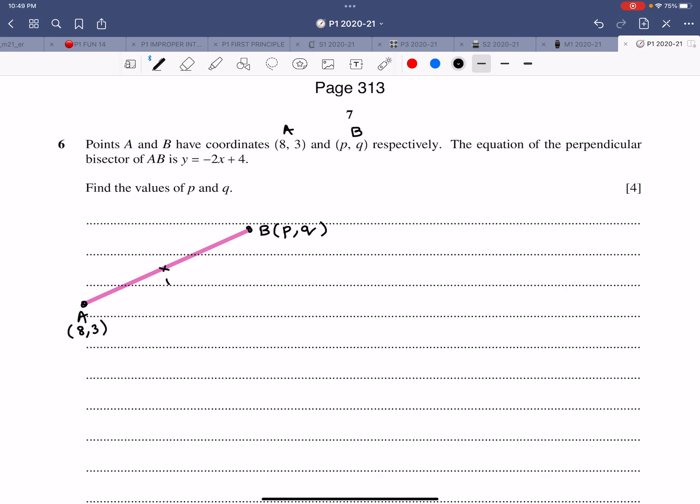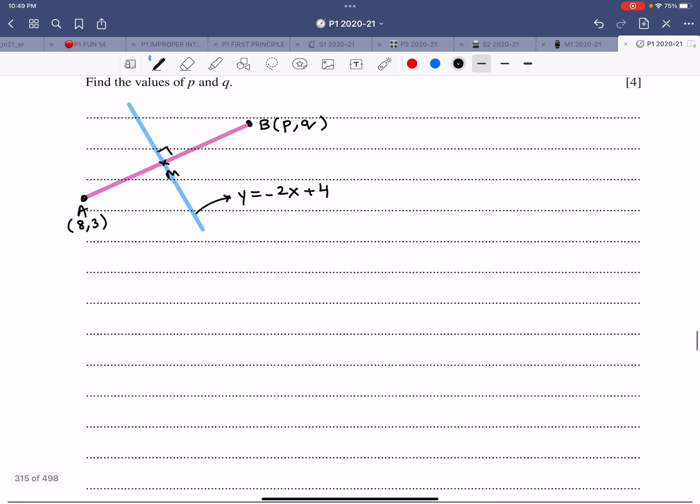Midpoint, the line through the midpoint is called the perpendicular bisector. So the perpendicular bisector would be somewhat like this. Okay. The equation of this perpendicular bisector is y equals minus 2x plus 4. Correct? Now, what is the perpendicular bisector? Not only is it perpendicular, it's bisecting. That means, first of all, A is 8,3, B is P,Q.